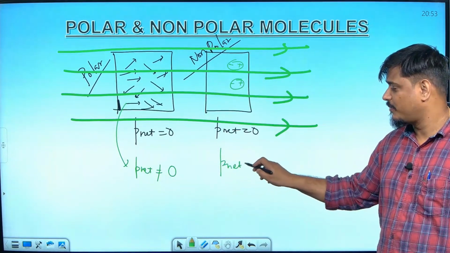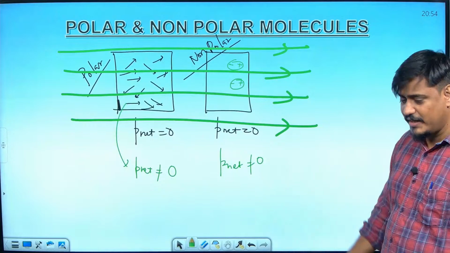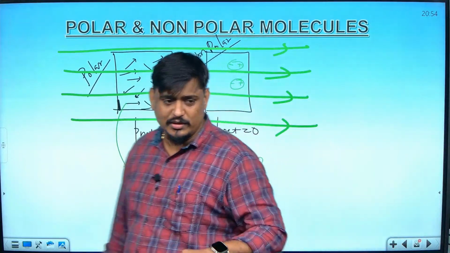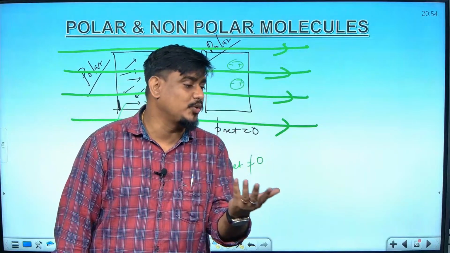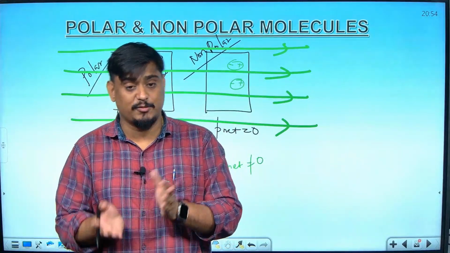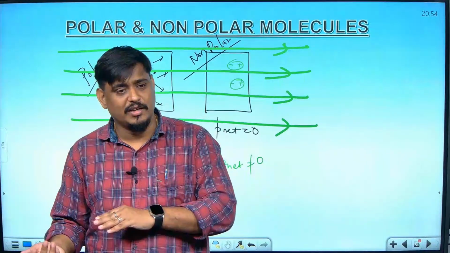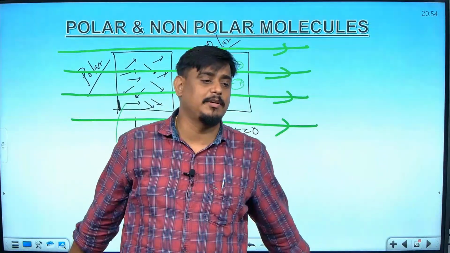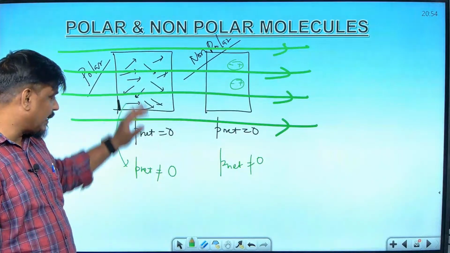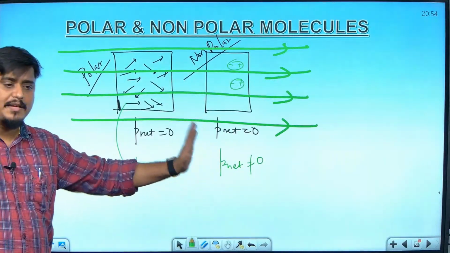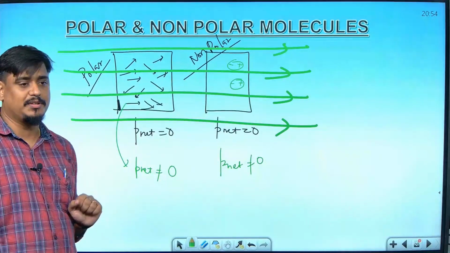Very strange, you know. Whether it is polar molecule or non-polar molecule, they will not have any net dipole moment when they are not subjected to any electric field. And whether it is polar or non-polar, they both will get dipole moment when subjected to an external electric field. The difference is, it will have a stronger dipole moment or a weaker dipole moment, but it will have some dipole moment.